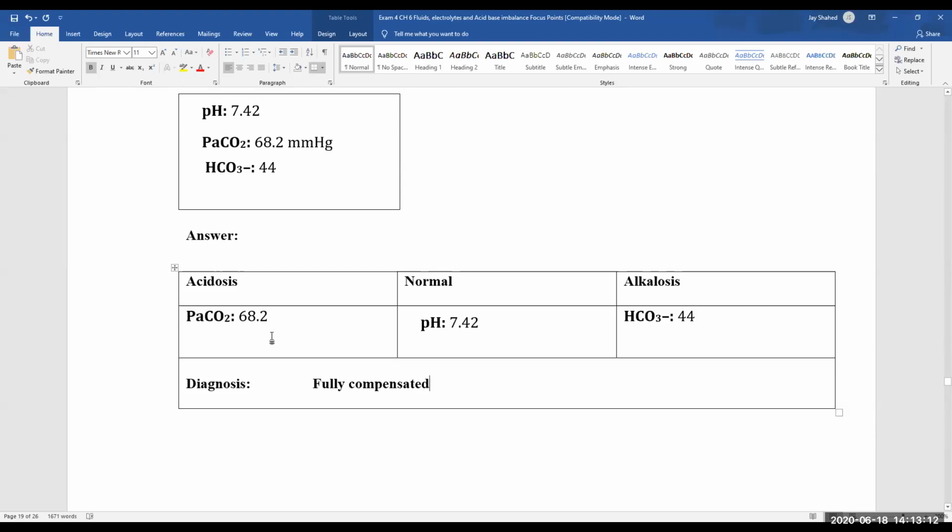Now you want to know which one it is. Is it here or is it here? Now this is moving toward what more? Basic. So it's alkalosis. So which is alkalosis? This one. So what would that make it? Metabolic.